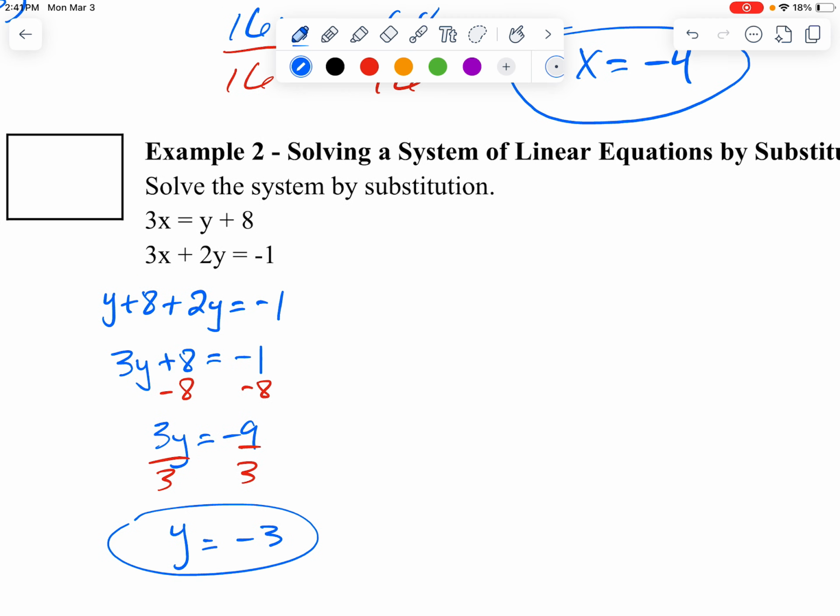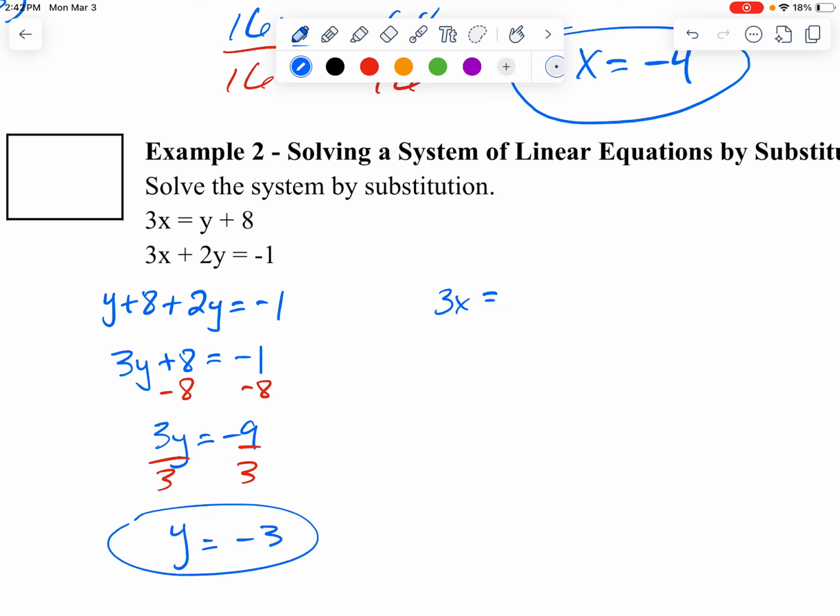Final step then, I'm going to plug this back into either equation. As I'm looking at these again, I've got x all by itself. It's a 3x, but I think this one's going to be a little bit easier. You'll get the same answer no matter which one you plug it into. So I'm going to plug that back into the first one.